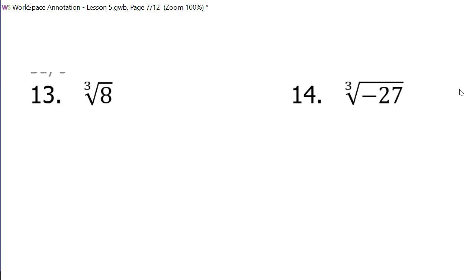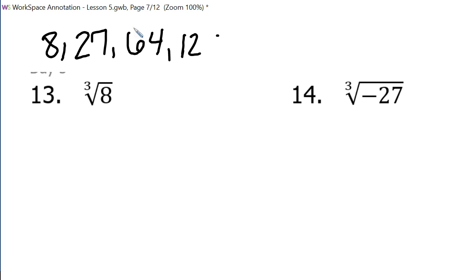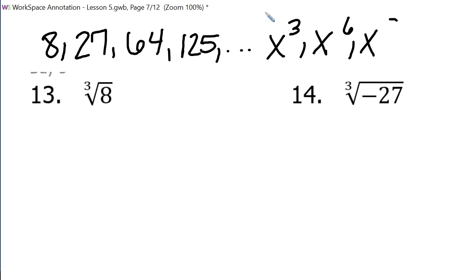So 1 to the 3rd power is, what's 1 to the 3rd power? 1. What's 2 to the 3rd power? 8. 3 to the 3rd power? 27. 4 to the 3rd power? 64. 5 to the 3rd power? 125. And then variables are perfect cubes if their exponents are multiples of 3, like x to the 3rd, x to the 6th, x to the 9th, x to the 12th. Keeps going.